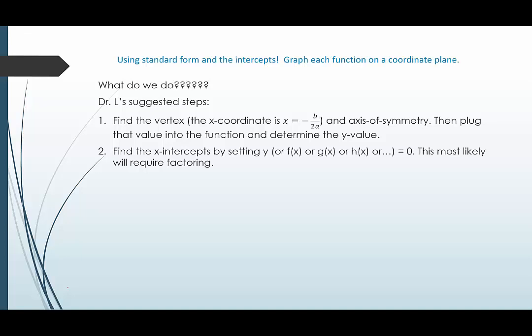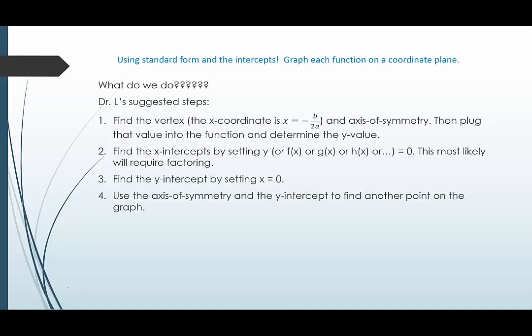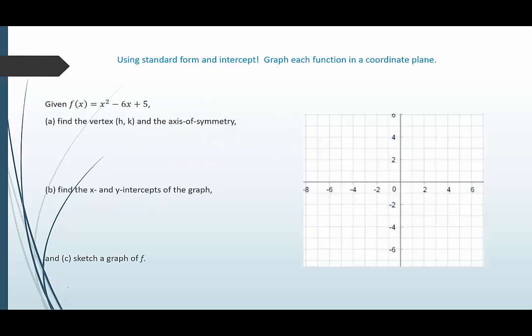This will probably require factoring, and for this video, it will only require factoring. If the trinomial is not factorable, then you have to rely on other methods, such as completing the square or the quadratic formula. Then we're going to find the y-intercept by setting x equal to 0, or remember, because it's in this standard form, it's just going to be that constant term. Then we'll use the axis of symmetry and the y-intercept to find another point on the graph. We'll talk about that when we actually see the graphs.